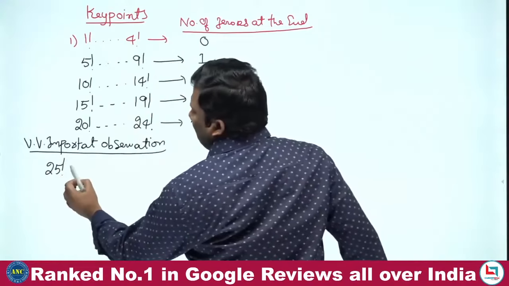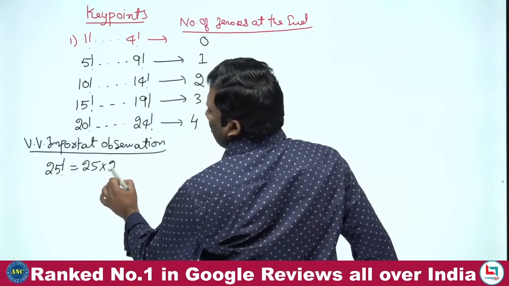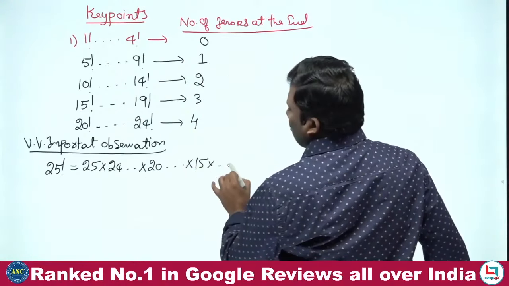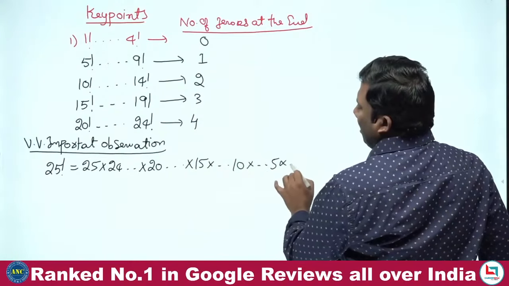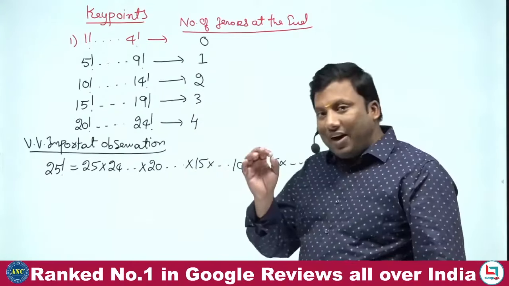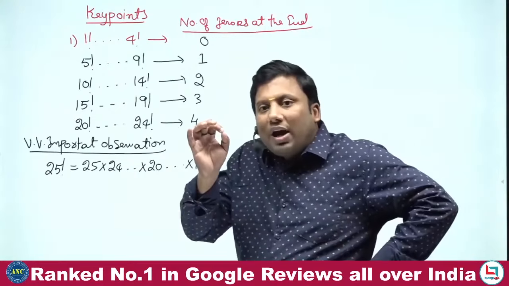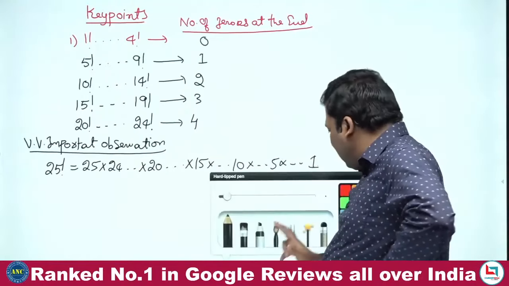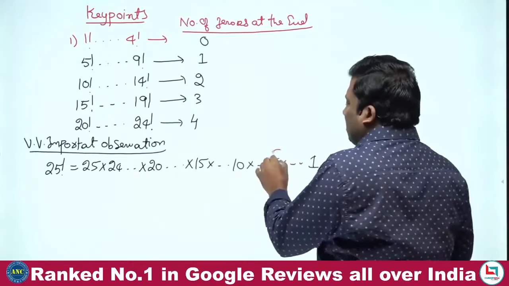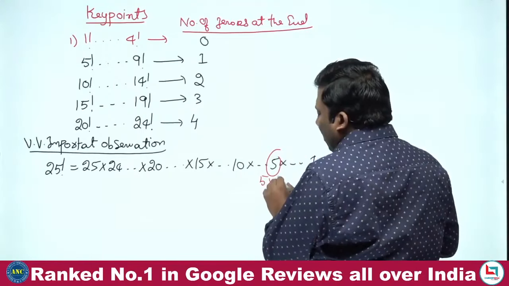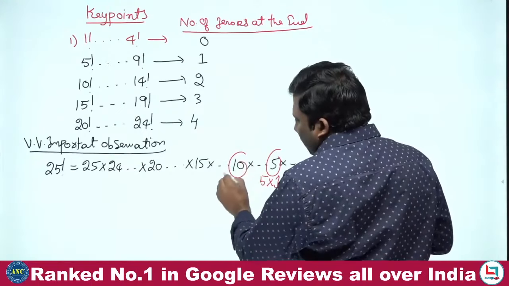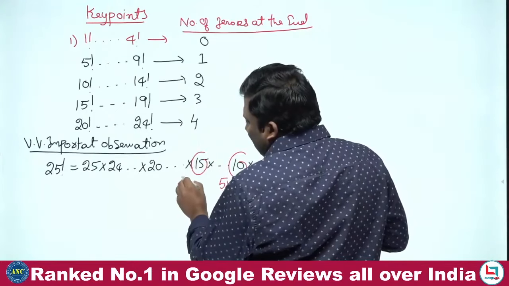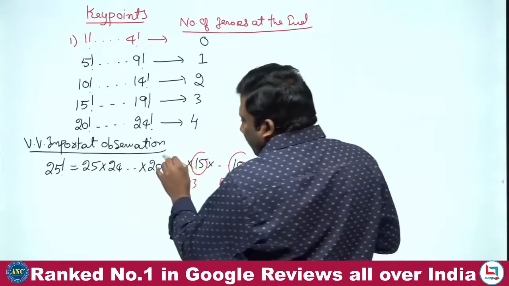25 factorial is 25 into 24 and so on, 20 and so on, 15 and so on, 10 and so on, 5 and so on up to 1. Listen carefully. Factorial definition is the product of all natural numbers from 1 to n. Now if you observe the number of zeros, here there is 5 ones, the highest power of 5. 5 ones are 5, the first 5. 10, 5 twos are 10, the second 5. 15, 5 threes are 15, the third 5.